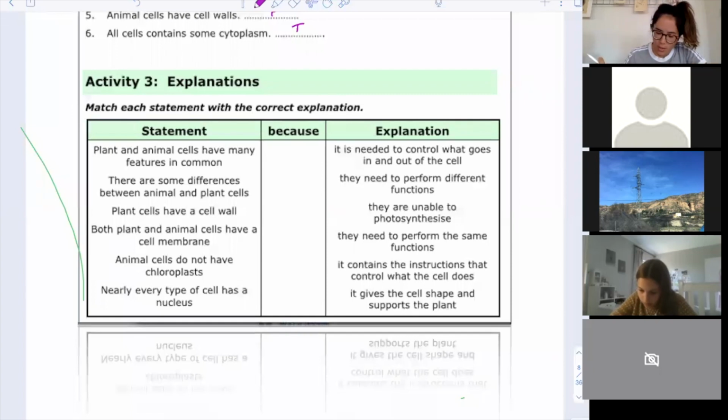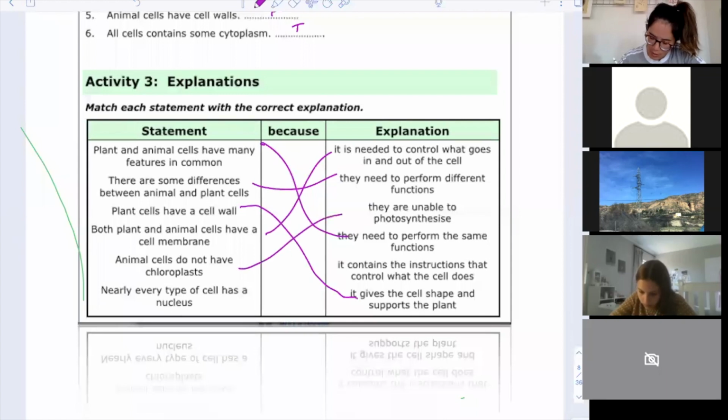Okay, let's go through the answers. So plant and animal cells have many features in common, and that's because they need to perform the same functions. There are some differences between animal and plant cells, and that's because they need to perform different functions. Plant cells have a cell wall in order to give shape and support to the plant.